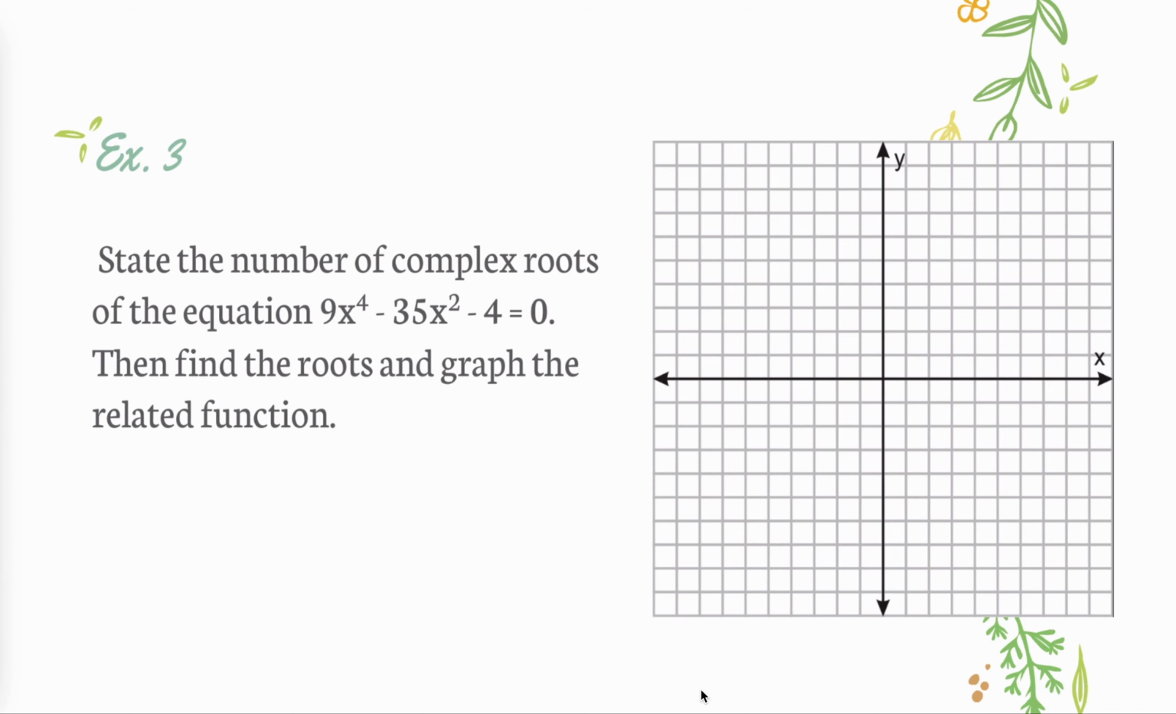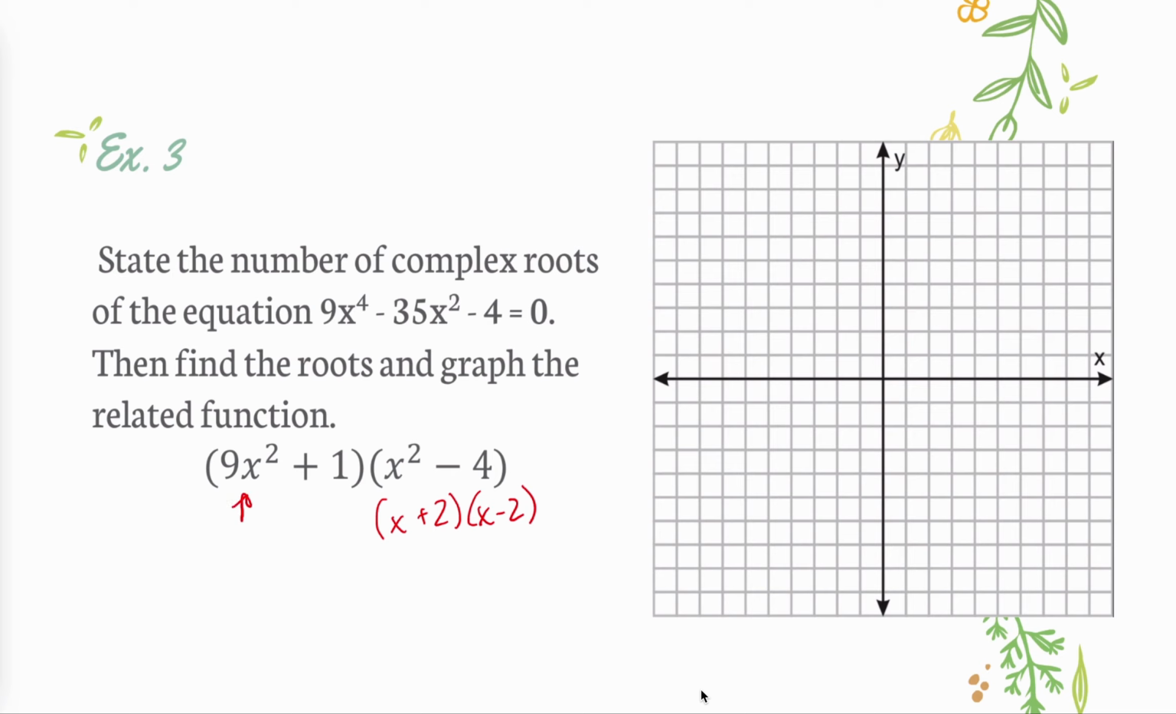State the number of complex roots of the equation 9x to the fourth minus 35x squared minus 4. Then find the roots and graph the related function. It helps if you factor this, and you can factor this just like you would factor a normal quadratic. It factors into 9x squared plus 1 and x squared minus 4. So the x squared minus 4 is going to factor into x plus 2 and x minus 2, and those are going to be real roots.